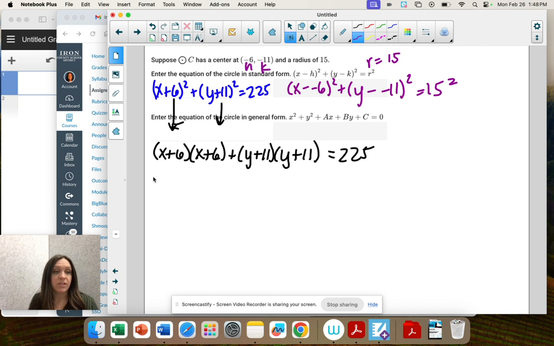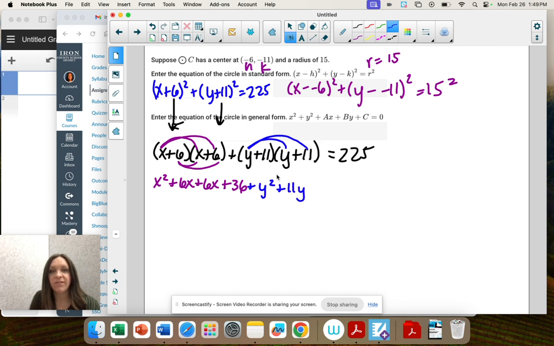So we have binomials here. To multiply binomials, we multiply first ones, x times x, x squared. x times 6, 6x. And then the second term also has to go to both terms in the second binomial. 6 times x, 6 times 6. And then we're going to keep going. Same thing over here. y times y, y squared. y times 11, 11y, and same thing, this goes to both as well. So 11y, and then 11 times 11 is 121.